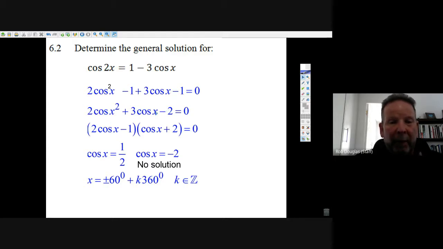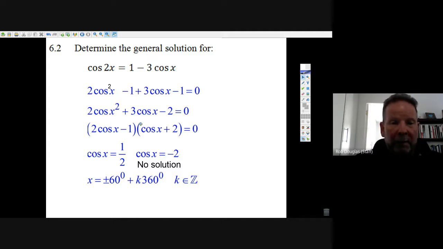You could put it in the quadratic formula. A is 2, B is 3, C is minus 2, and you'd get these two values out. In fact, this is what cos x equals, a half and minus 2. But it's not a hard one to factor.